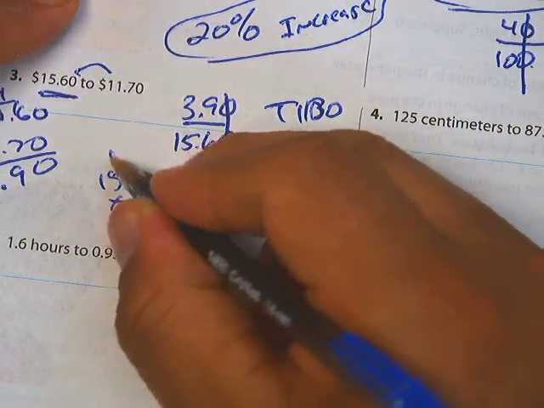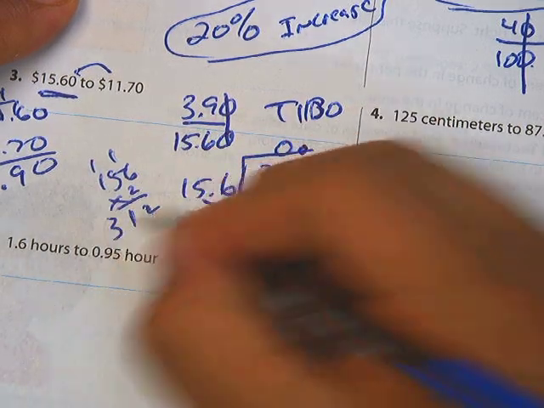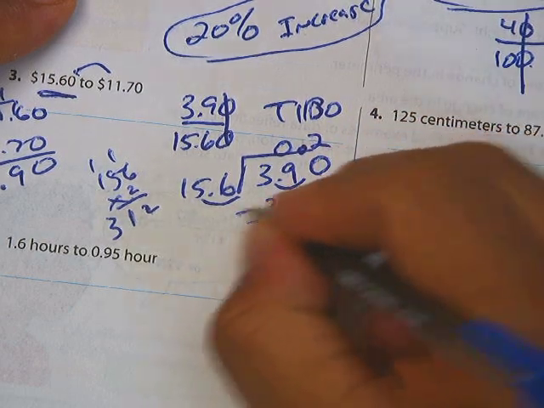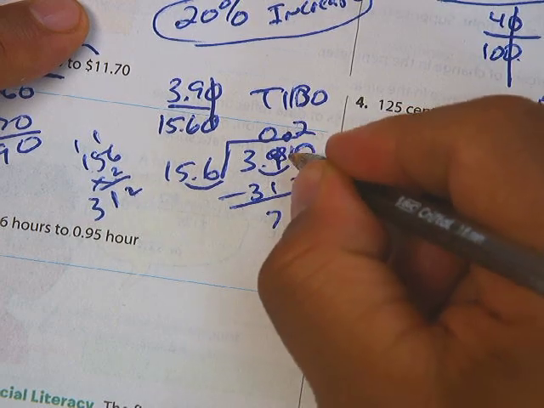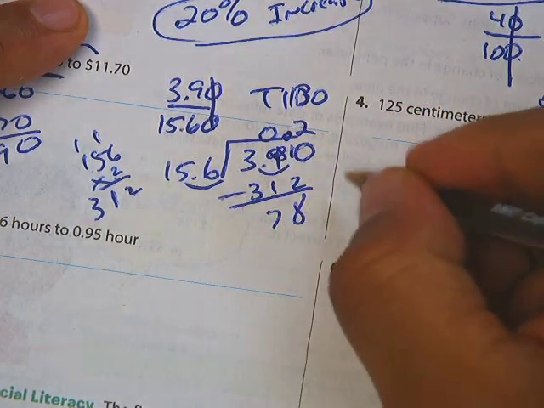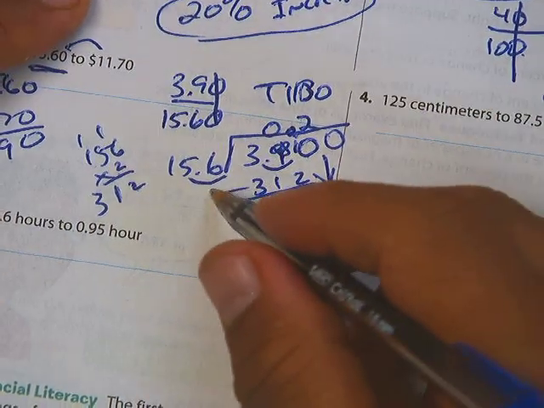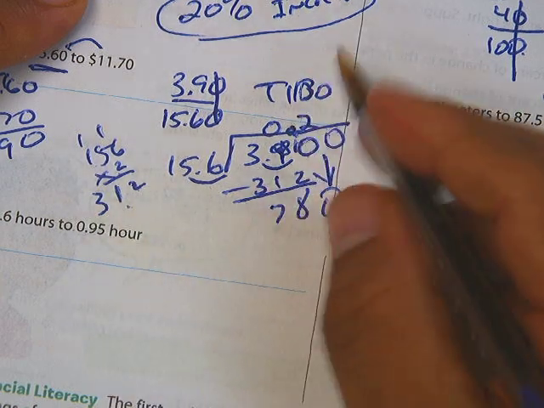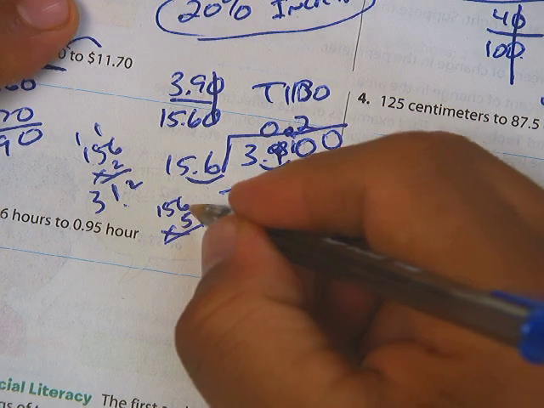Well, let's find out. 156 times 2. 6 times 2 is 12. 5 times 2 is 10 plus 1 is 11. 2 times 1 plus 1 is 3, so 312. So put 2, 312. Subtract. I have to regroup. It becomes 8, 7. It becomes a 10, so 78. I add a 0. How many times is 156 going into 780? Twice was 312.